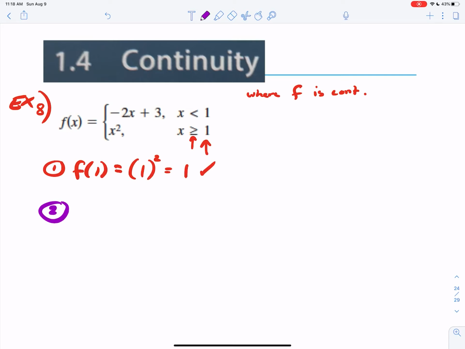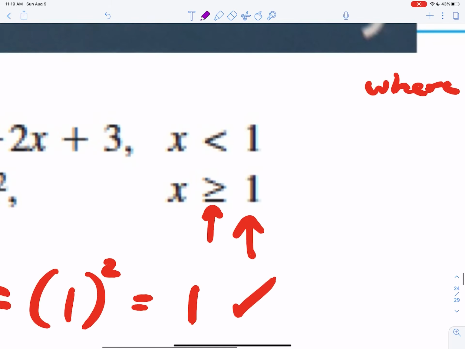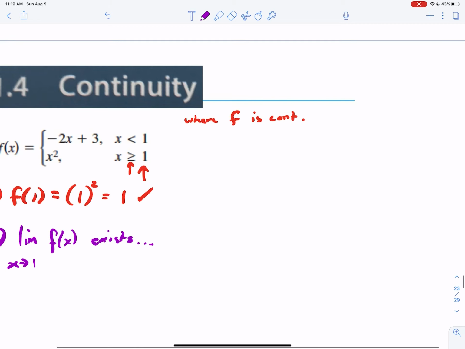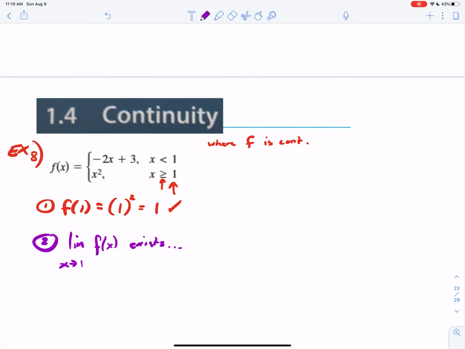Step 2, what's step 2, right? We have to figure out if the limit as x approaches 1 exists. So here's the thing. Your conditions have a less than or a greater than, so it's directional. So we actually have to split this up into 2 different limits here. We want to approach 1 from the left, and then we want to approach 1 from the right, okay? And we want to see if these equal.